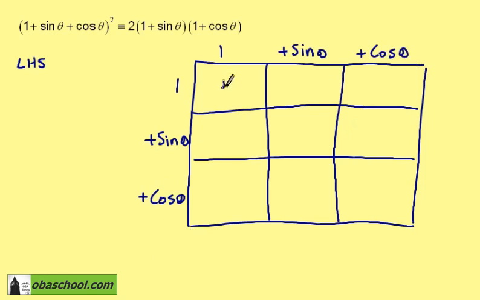1 times 1 gives me 1. 1 times sin θ gives sin θ. 1 times cos θ gives cos θ. 1 times sin θ gives sin θ. 1 times cos θ gives cos θ.